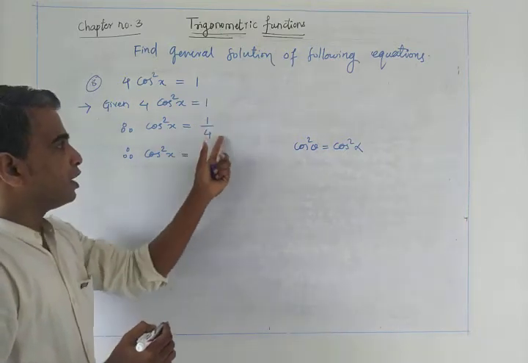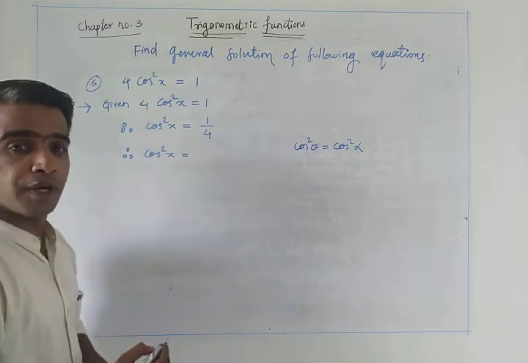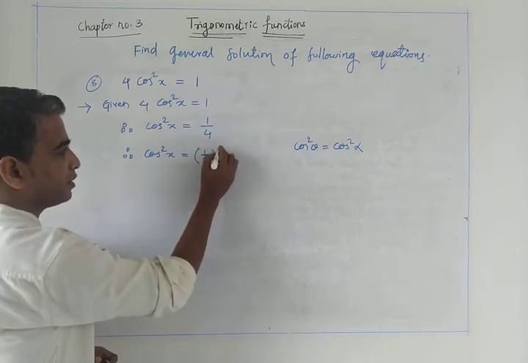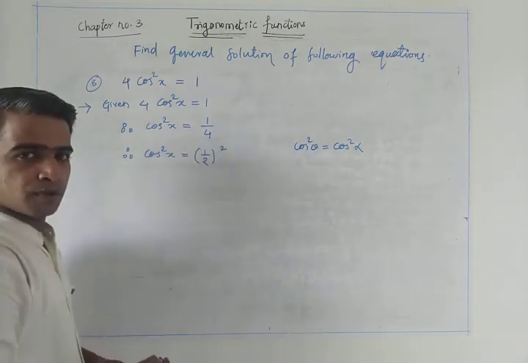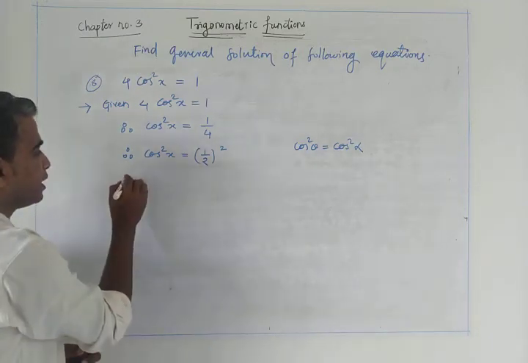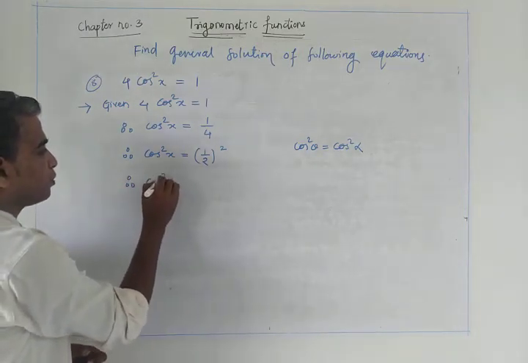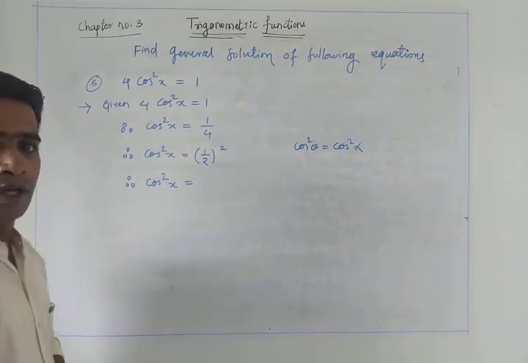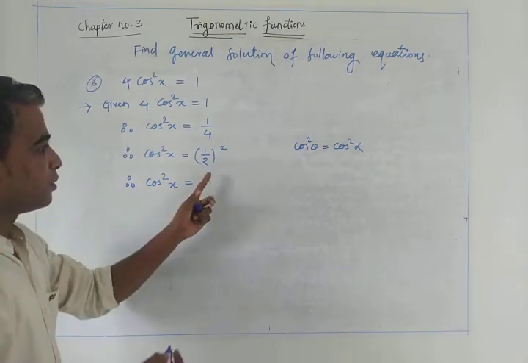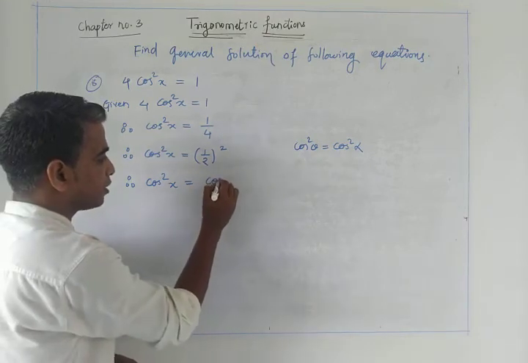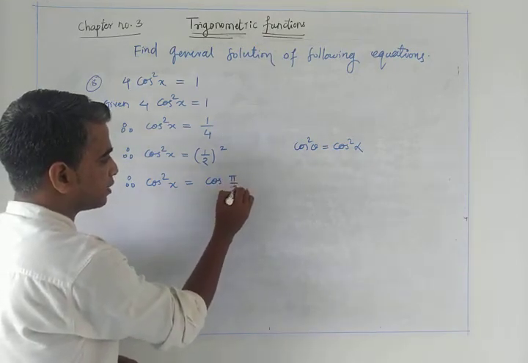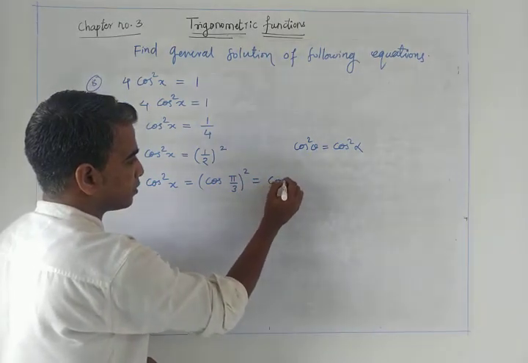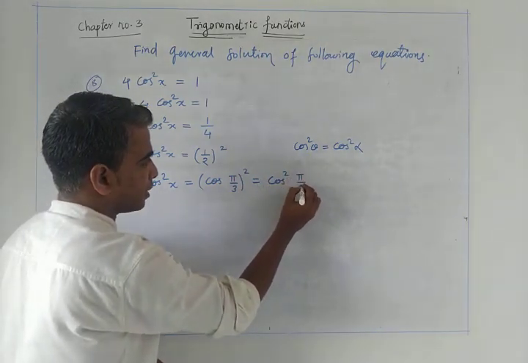So the 1 by 4 value we have to write in terms of a square term, and the square term is 1 by 2 bracket square. Then we will think about how to write the value 1 by 2 in terms of cos, and already we know the table. From the table, cos 60 degree is 1 by 2. So this can be written as cos pi by 3 bracket square, that is cos square pi by 3.